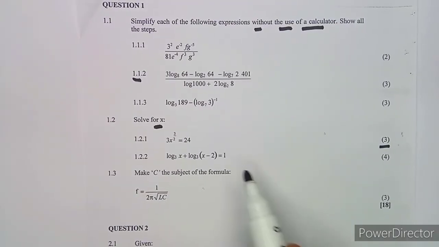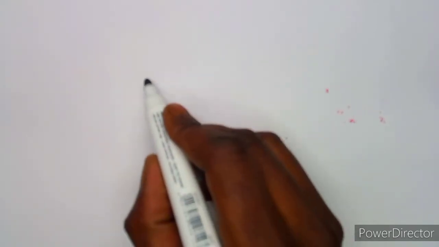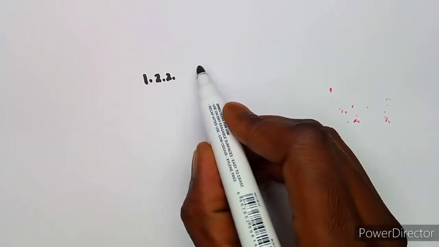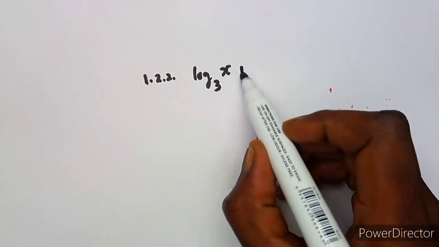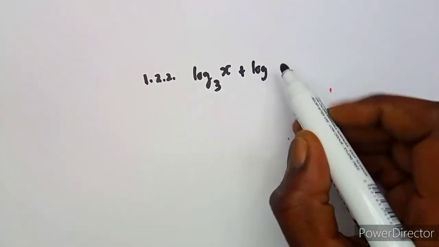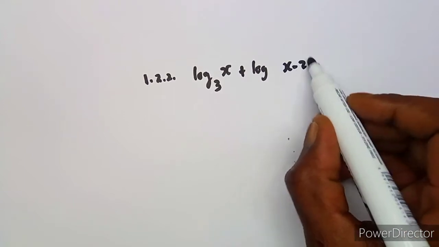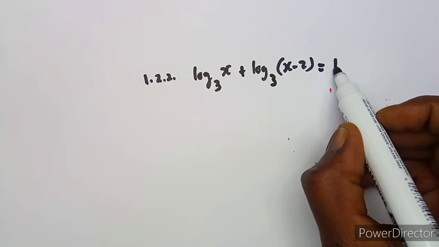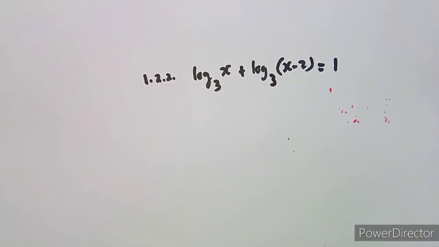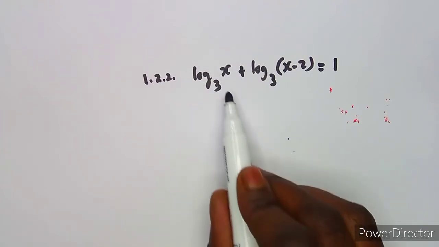Then let's see another part. We are given a logarithm to solve, which is log x base 3 plus log x minus 2 in base 3 again, and this is going to give us a 1. So this time we have an advantage. Why? Because the bases are actually the same.